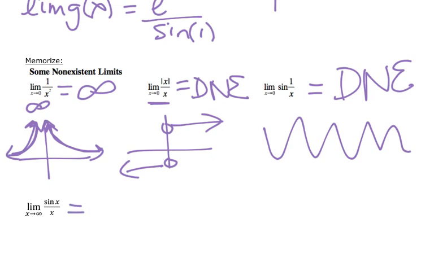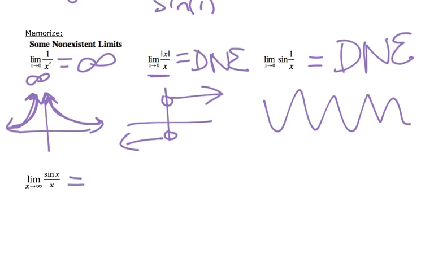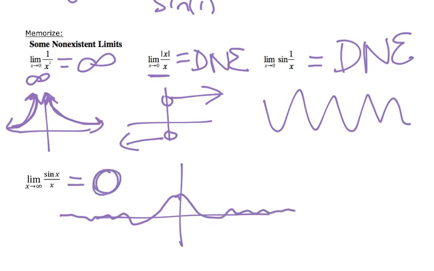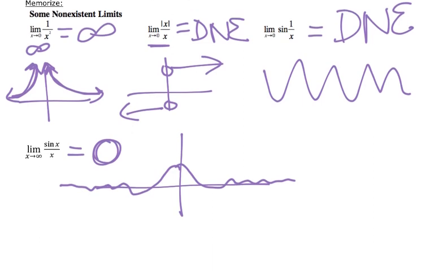One other one to memorize, and this is actually a limit as x goes to infinity. If we look at this graph, this one is also oscillating, but the waves are getting smaller and smaller and smaller, and so this limit is approaching 0. So those are just good limits to memorize.